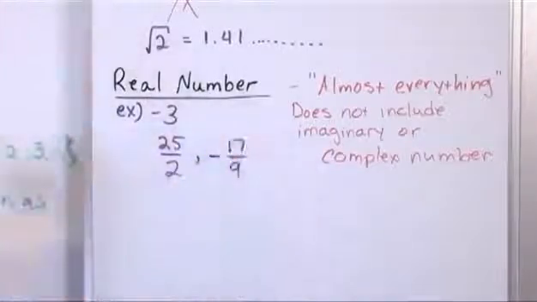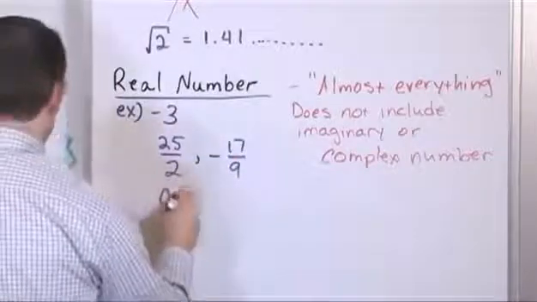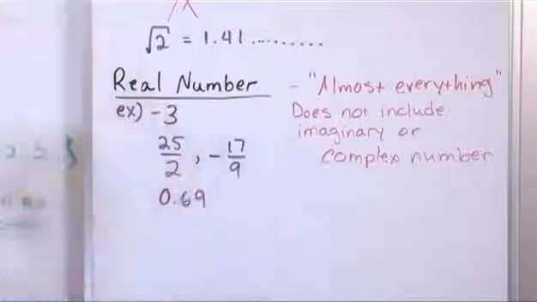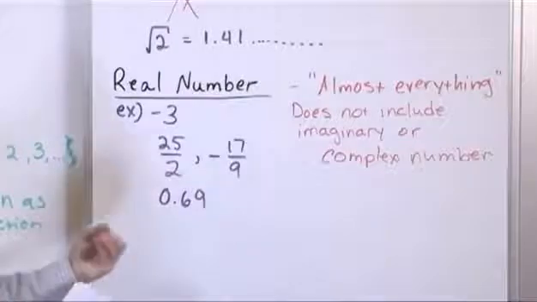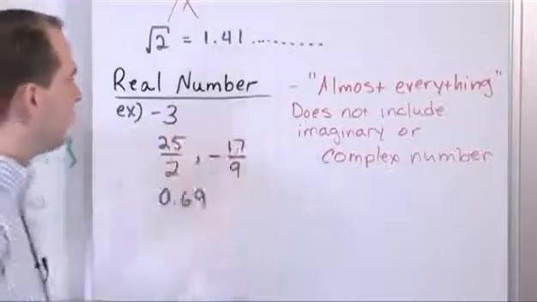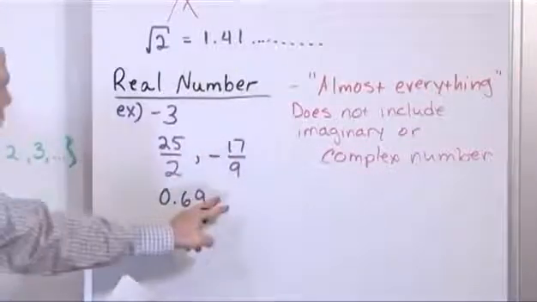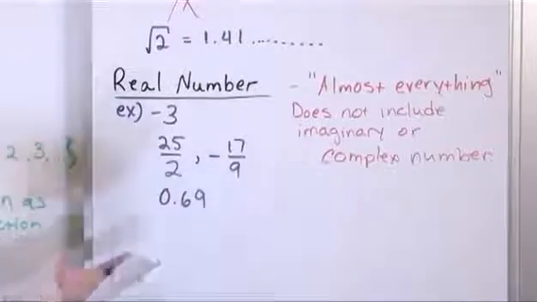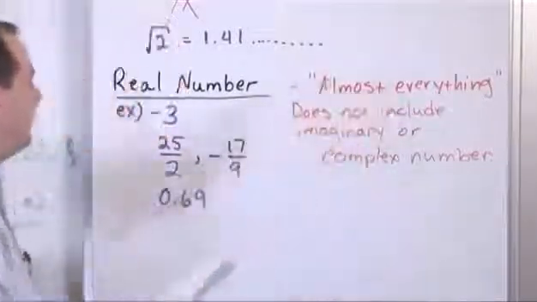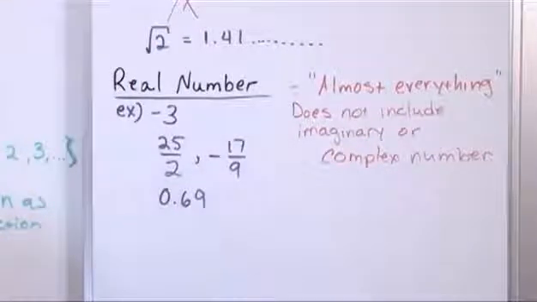There's no imaginary number. The decimal 0.69. That's also a real number. Again, there's no i indicating that it's imaginary, because when you start to study imaginary numbers, which you'll do in future courses, you'll find that they always have a little i at the end if they're imaginary. So that's why I say they almost include everything. It's just that they don't include those imaginary numbers.